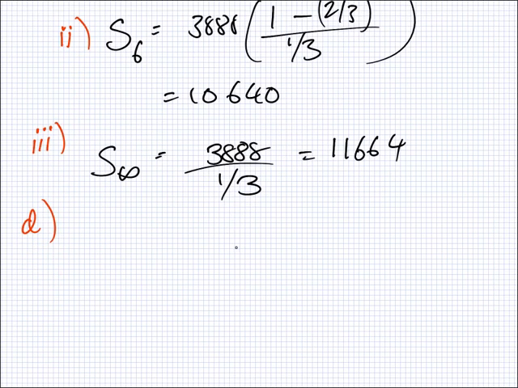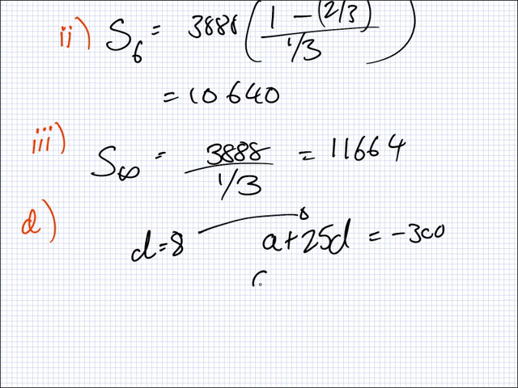An arithmetic series has a common difference of 8, and the 26th term is minus 300. So find the A. So you just put that in there. Is that 200? Isn't it? Yeah. So then A is minus 500?